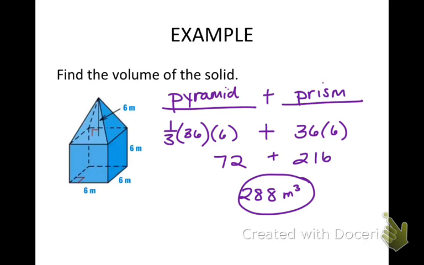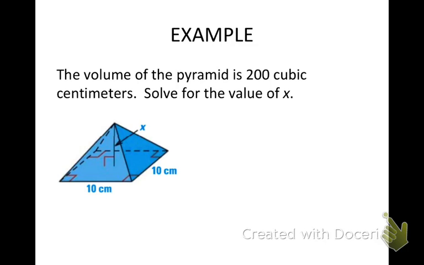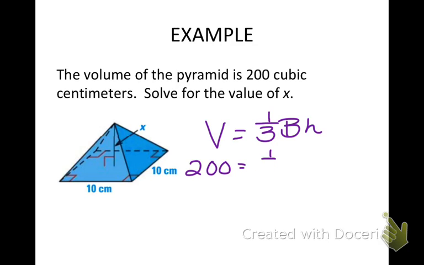And the last one is one of those working backwards. I'm giving you the total volume is 200 cubic centimeters. We need to find the height of the pyramid. So our volume formula is 1/3 area of the base times the height. Plug in all the stuff we do know. Volume is given to us as 200 equals 1/3 times, what's the area of that bottom square? 100. I don't know the height, so that's x.